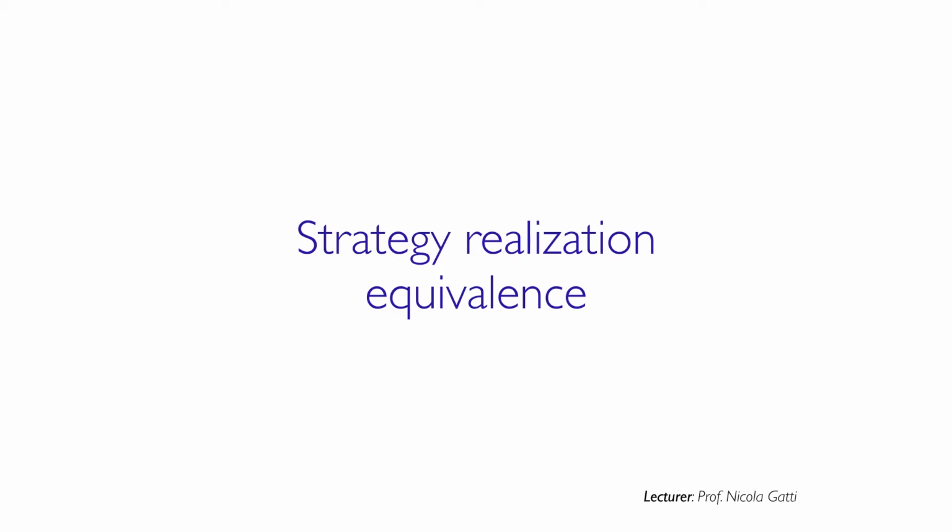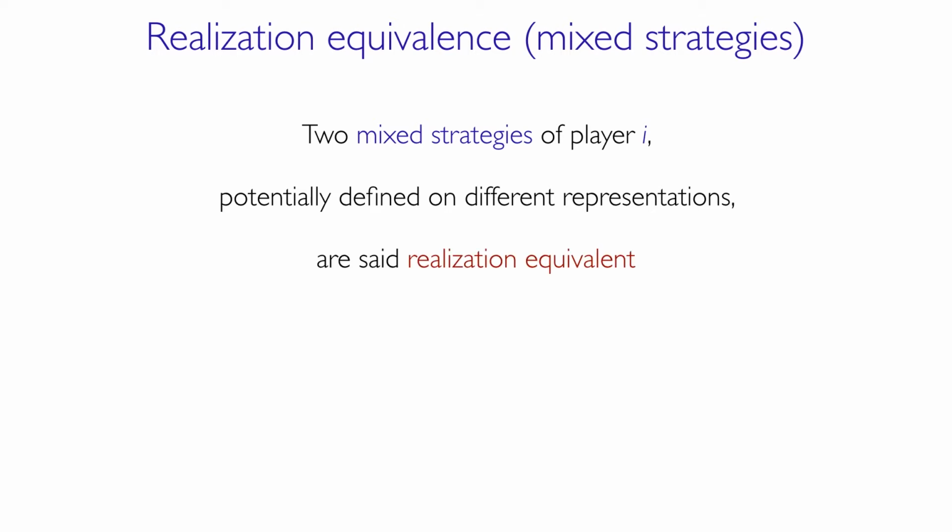The goal of this lecture is to investigate the relationship among the different representations of an extensive form game. Initially, we focus on the concept of realization equivalence among mixed strategies. Suppose we have two mixed strategies of player i. They can be defined on potentially different representations.